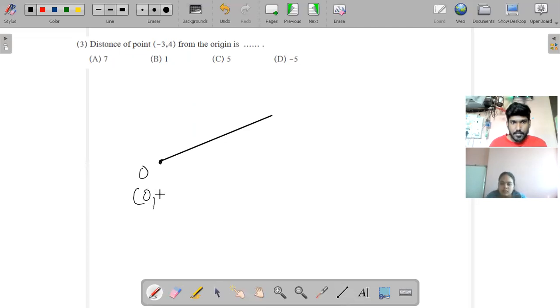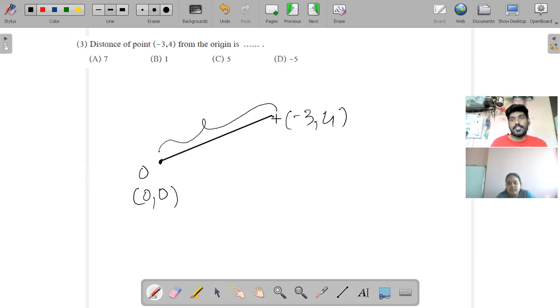0, 0. And this is minus 3, 4. So they're asking you to find the distance. Which formula do you use? Distance formula. Yes, correct. So what is the distance formula?